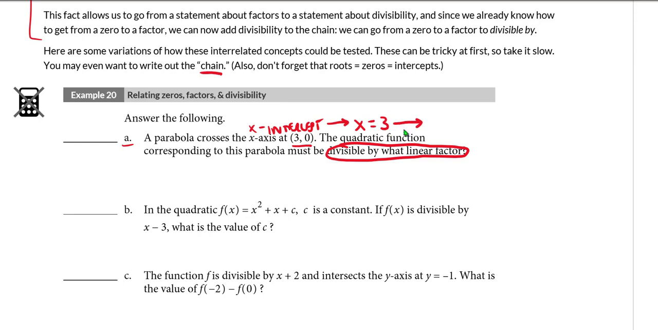And when we know that x equals 3 is a root, or 0, we know that x minus 3 is a factor. And remember that anytime we have a factor of some polynomial, that polynomial is divisible by that factor. So we know that if this parabola crosses the x-axis at (3, 0), x equals 3 is a root, or 0, and x minus 3 is a factor of this polynomial, and therefore this polynomial must be divisible by x minus 3 if x minus 3 is a factor of the polynomial.